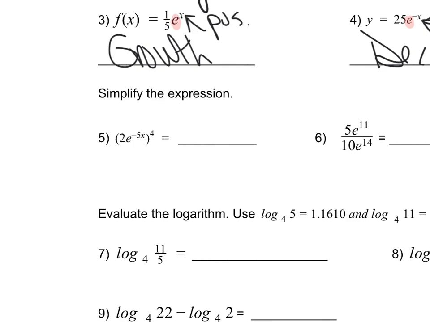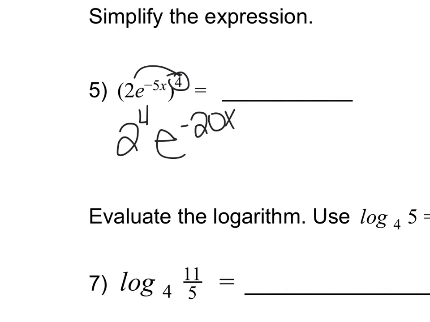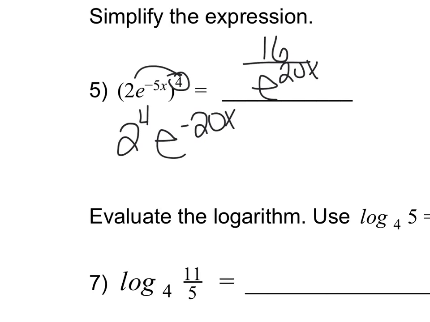Okay, simplifying these exponents, we did this in the last chapter last semester also, so we just need to remember our exponent rules. If we have a 4 here on the outside, it needs to go to everything on the inside. So we're going to have 2 to the 4th power, e, and outside the parentheses we multiply, which is negative 20x. The important thing to remember is that we can't have answers with negative exponents, so we need to move that to the bottom. 2 to the 4th power is 16, and we're going to move that e to the 20x to the denominator, so e moves down with it, and the exponent of 20x goes into the denominator.